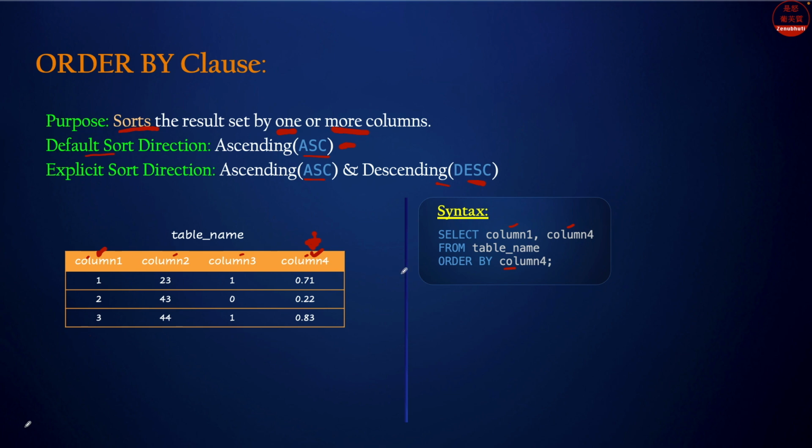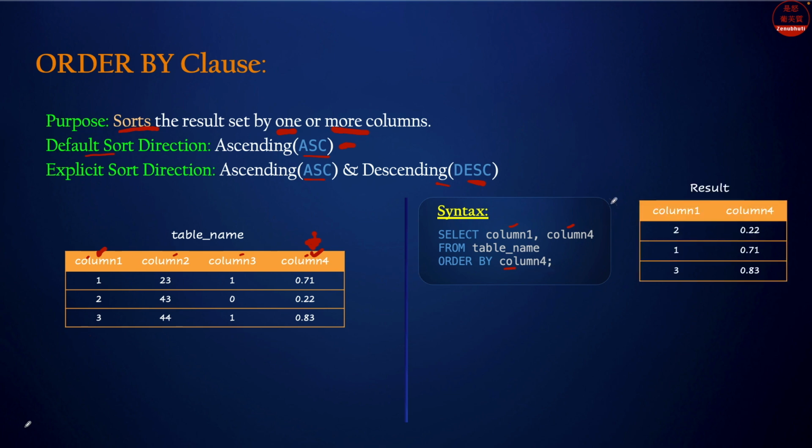So let's see what the results are. You got column 1 and column 4, and here the results are sorted in ascending order. If you see, these values are going down and they are increasing. So this is your ascending order, and all values are arranged in ascending order in this result table.